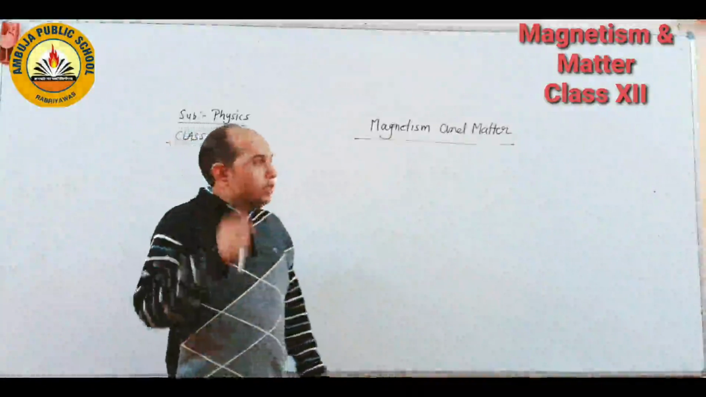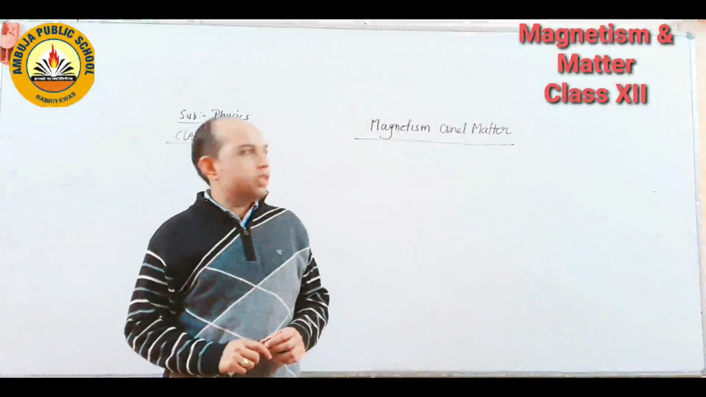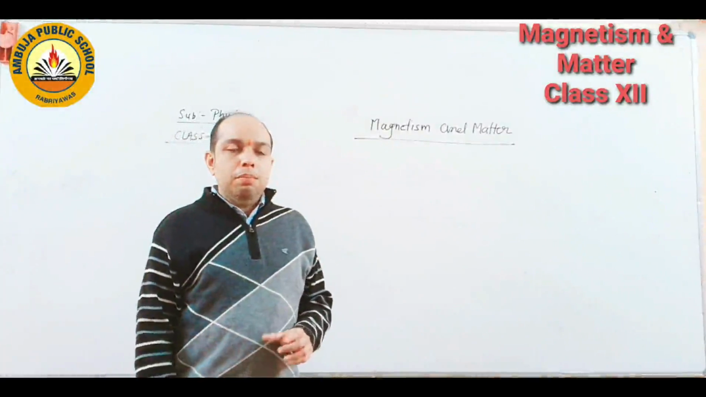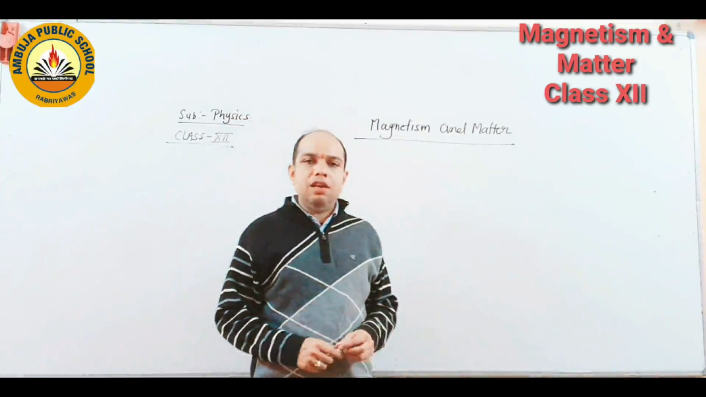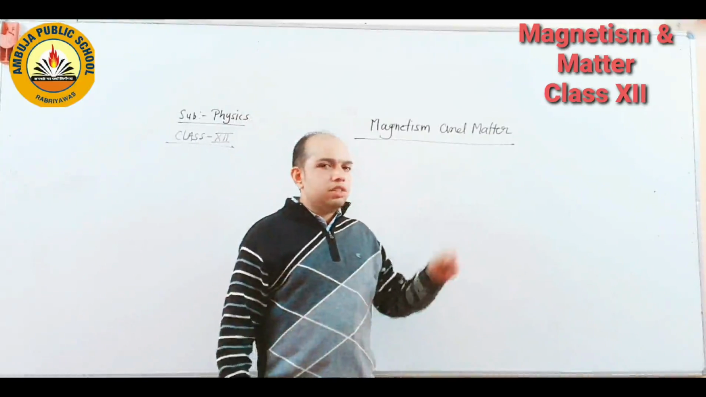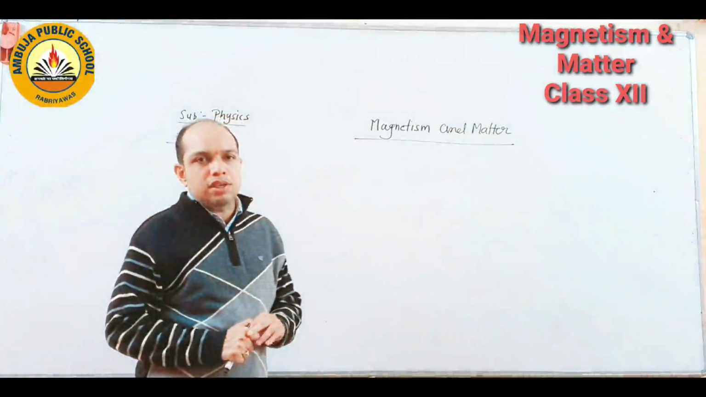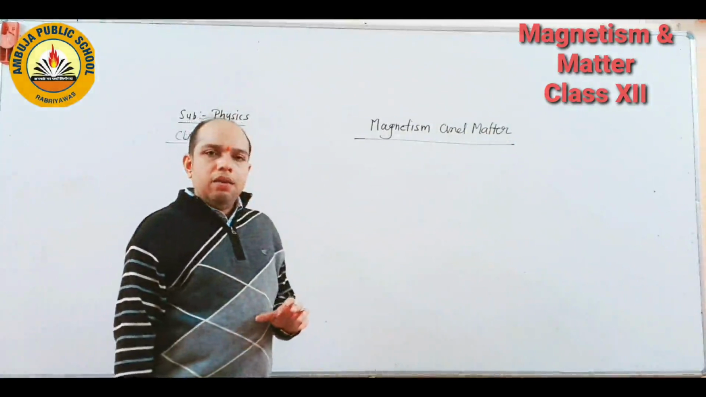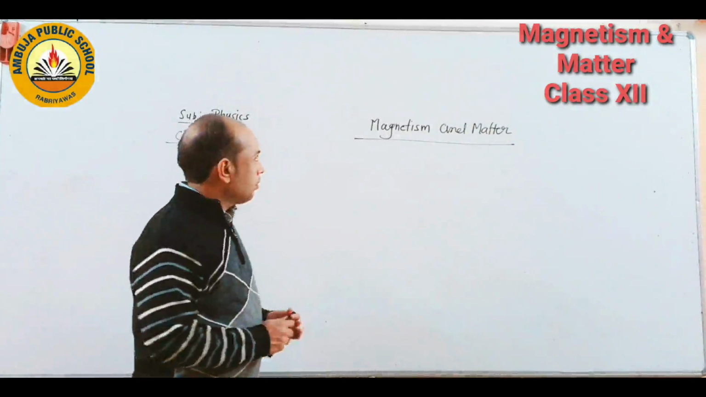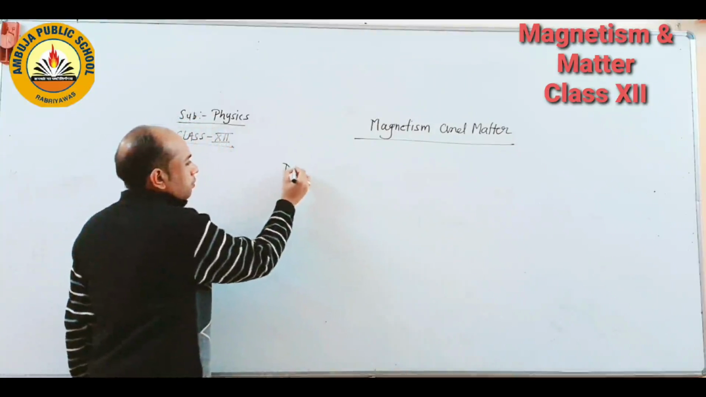So students, we start with the chapter Magnetism and Matter. In this chapter, we have to discuss magnetism and matter. As we know, matter is everything around us, and magnetism here means the property of attracting iron or iron-like substances. So first we come to the magnetism part.